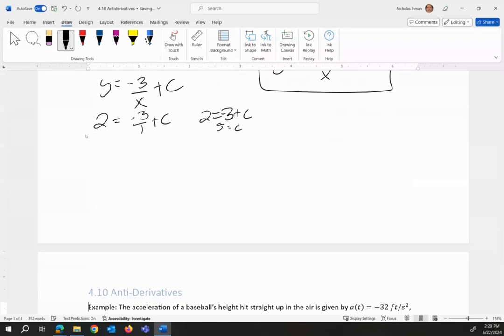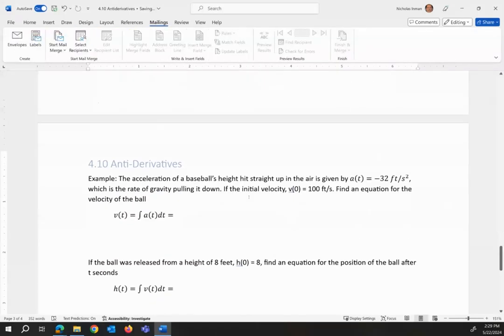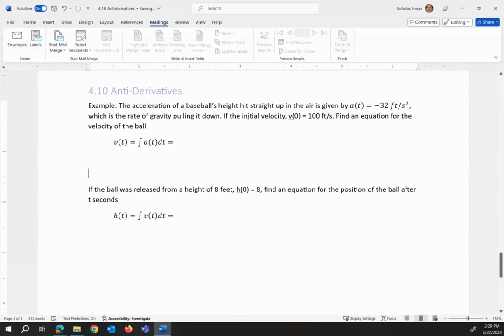All right, and these can be really, really useful for some word problems. All right, the acceleration of a baseball's height hit straight in the air is just given by negative 32 feet per second squared. Negative 32 feet per second squared is the rate of gravity here on Earth. All right, gravity is pulling everything down at a constant rate, down, so negative 32 feet per second squared. All right, that is just the gravitational constant in feet, okay, which is negative 9.8 meters per second squared, if you ever get asked about that. All right, two things are the same, just meters or feet.